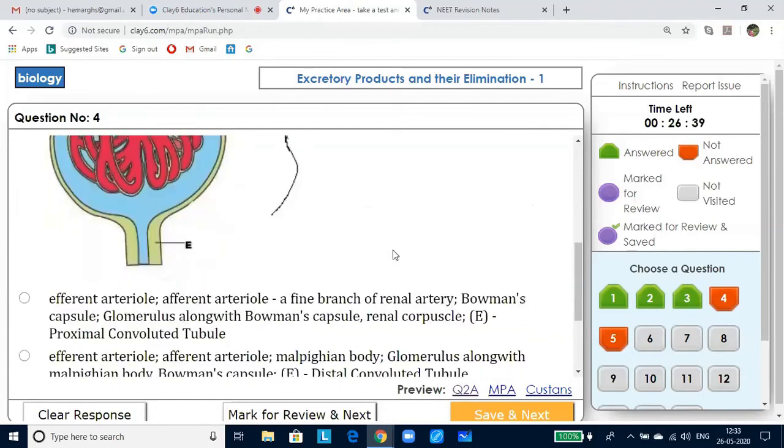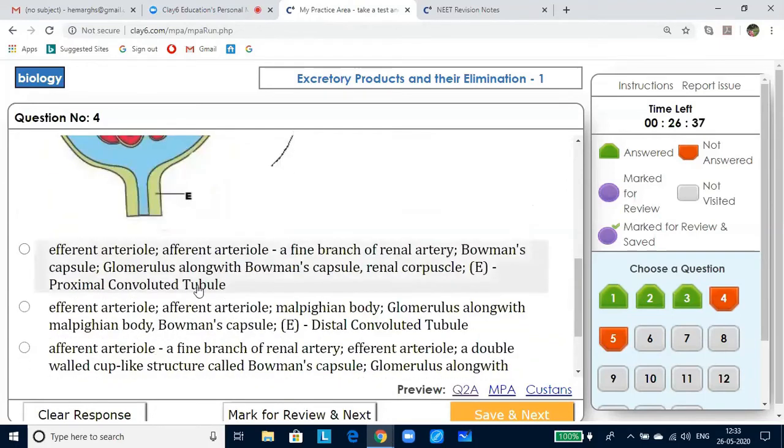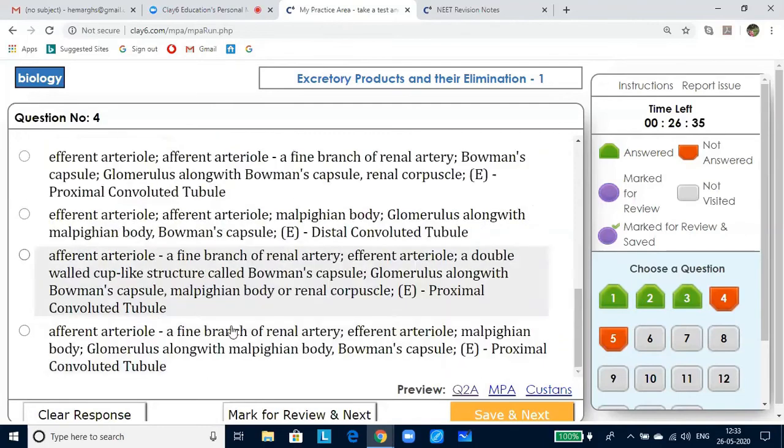So if we are looking at this diagram, the first one has to be afferent arteriole. Okay, we are able to get it as afferent arteriole. Cut down the choice. A fine branch of renal artery, afferent arteriole. A double cup-like structure called the Bowman's capsule. Glomerulus along with Bowman's capsule, Malpighian body or renal corpuscle, and proximal convoluted tubule. So this is the choice.